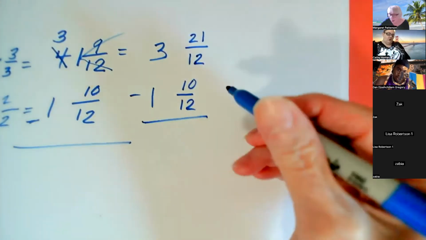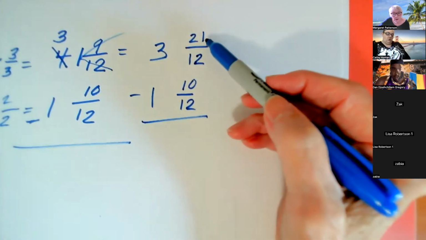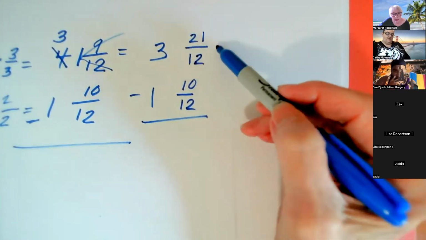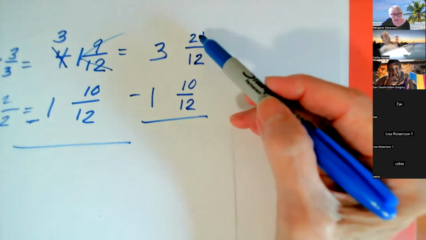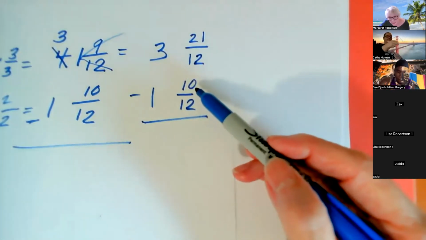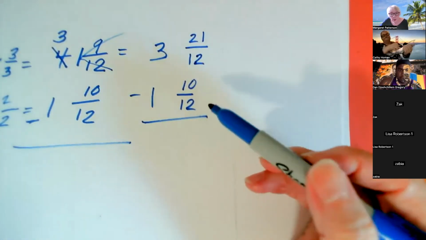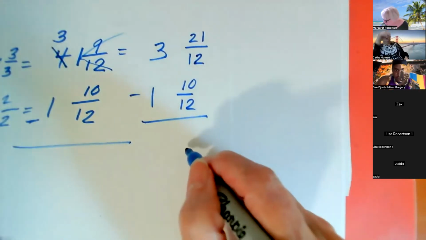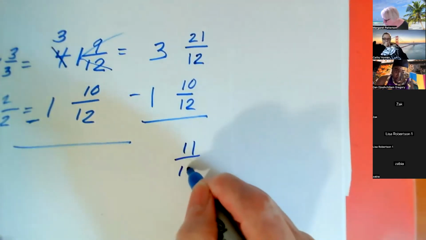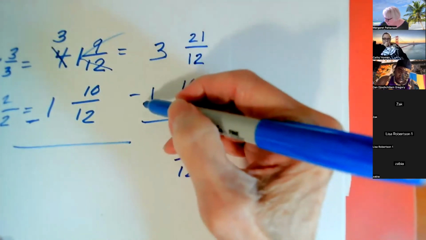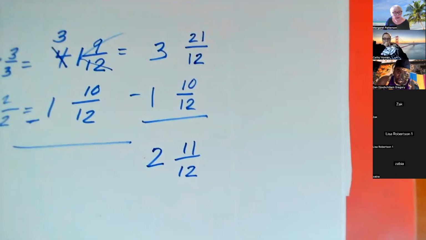You see how we borrowed? When we borrowed, we now have a number big enough. So 21, take away 10 is 11 over 12. 3 take away 1 is 2. That one's done.